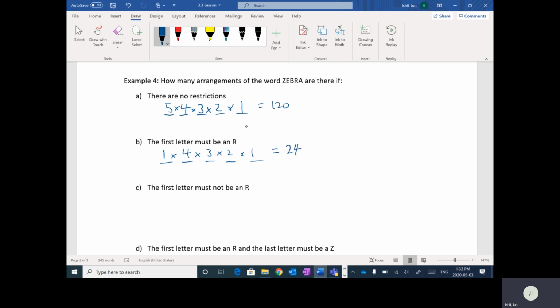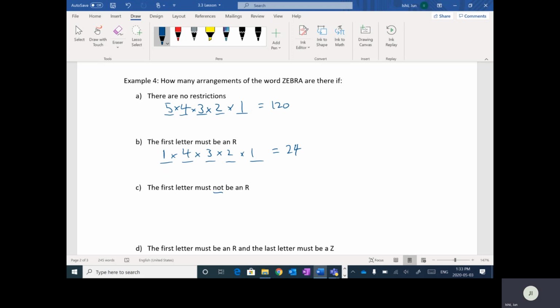Okay, so in other words, if the first letter is an R, basically what you're doing is you're trying to figure out the number of ways to arrange the other 4 letters. All right, so that would be 4 times 3 times 2 times 1. All right, next up, the first letter must not be an R.